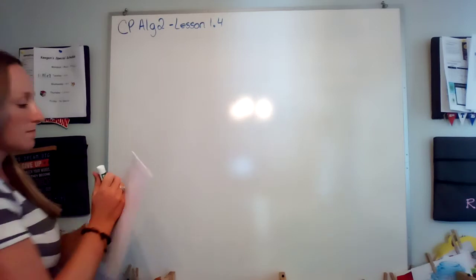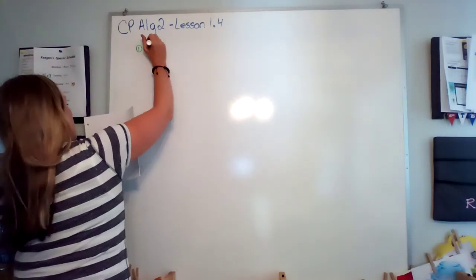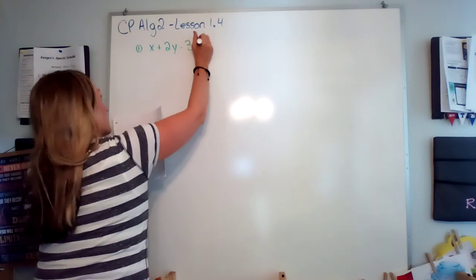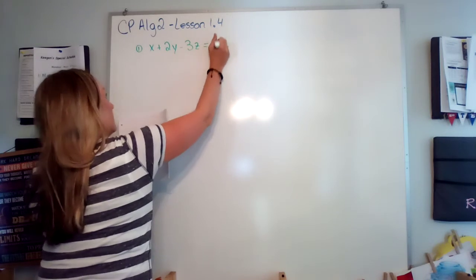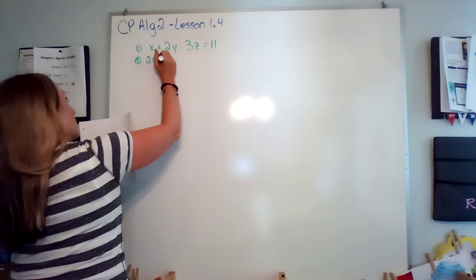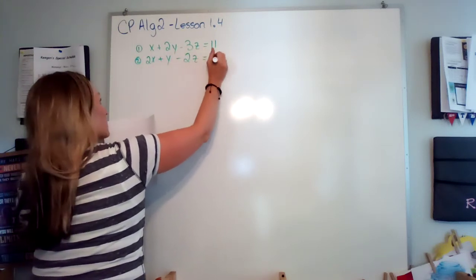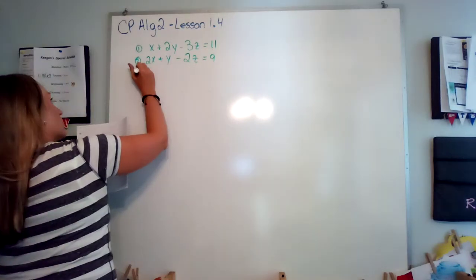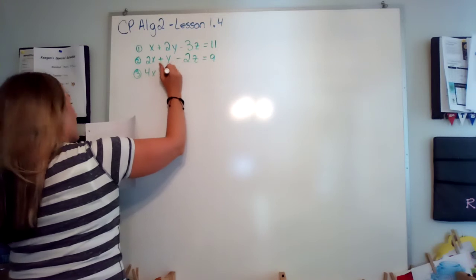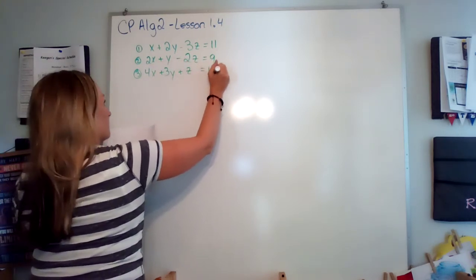My first system, I'm going to have the first equation is x plus 2y minus 3z equals 11. My second equation is going to be 2x plus y minus 2z equals 9. And my third equation is going to be 4x plus 3y plus z equals 16.